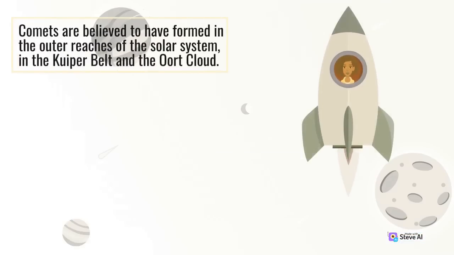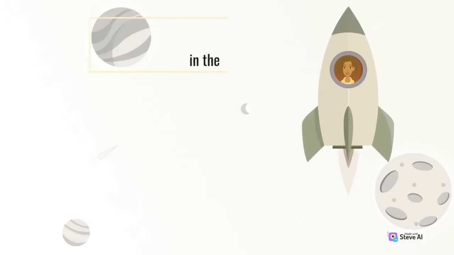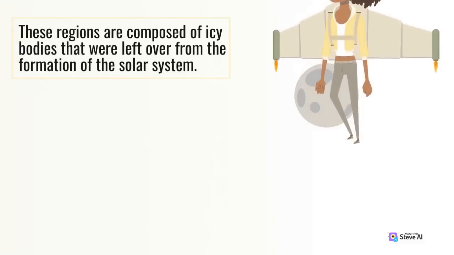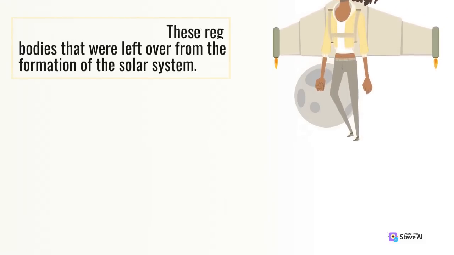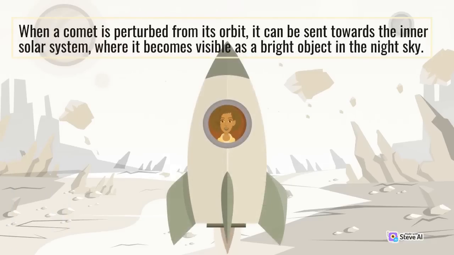Comets are believed to have formed in the outer reaches of the solar system, in the Kuiper Belt and the Oort cloud. These regions are composed of icy bodies that were left over from the formation of the solar system. When a comet is perturbed from its orbit, it can be sent towards the inner solar system, where it becomes visible as a bright object in the night sky.